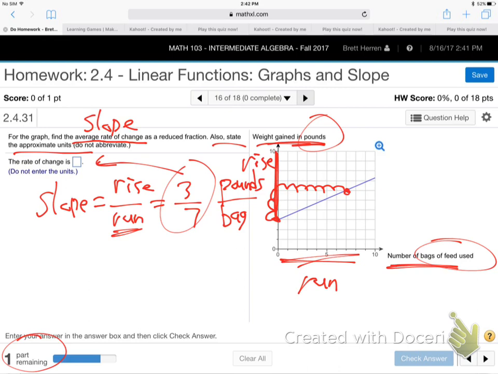So there we go. They're trying to give you a real life example. So what would that mean? That one thing, weight gained in pounds. What could that be in real life? Number of bags of feed used. So they're feeding some animal, and when they give it more bags, the weight goes up. And they're saying it gains 3 sevenths pound per bag of feed, I guess. So here's a real life example of slope and connecting it.